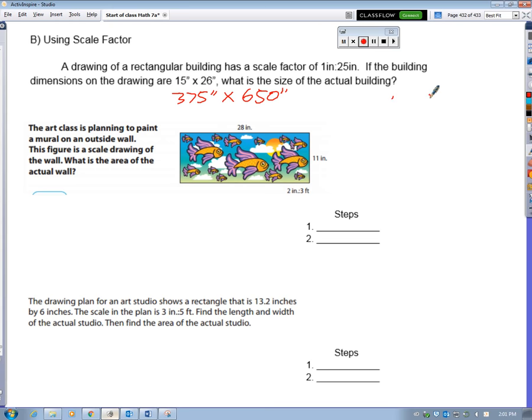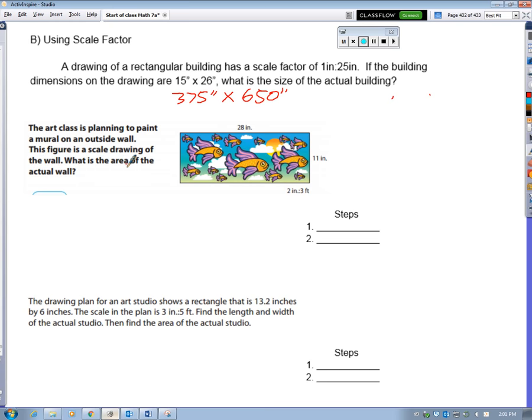Okay, now let's get into something that's going to be a little bit more complicated. We just have a couple steps that we have to work out. Here is our problem here. Again, I'm sorry you don't have nice colored rainbow looking fish on your paper, but you'll just have to work with the black and white ones and enjoy my nice colored fish I have up here. Okay, the art class is planning to paint a mural on an outside wall. This figure is a scale drawing of the wall.